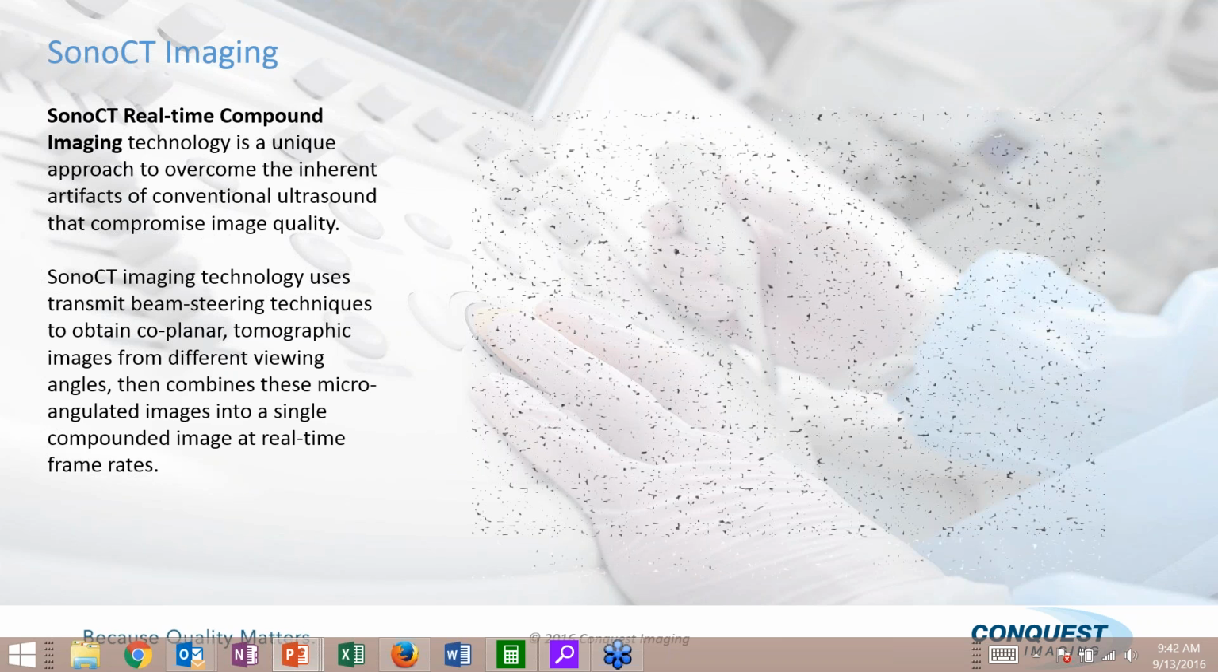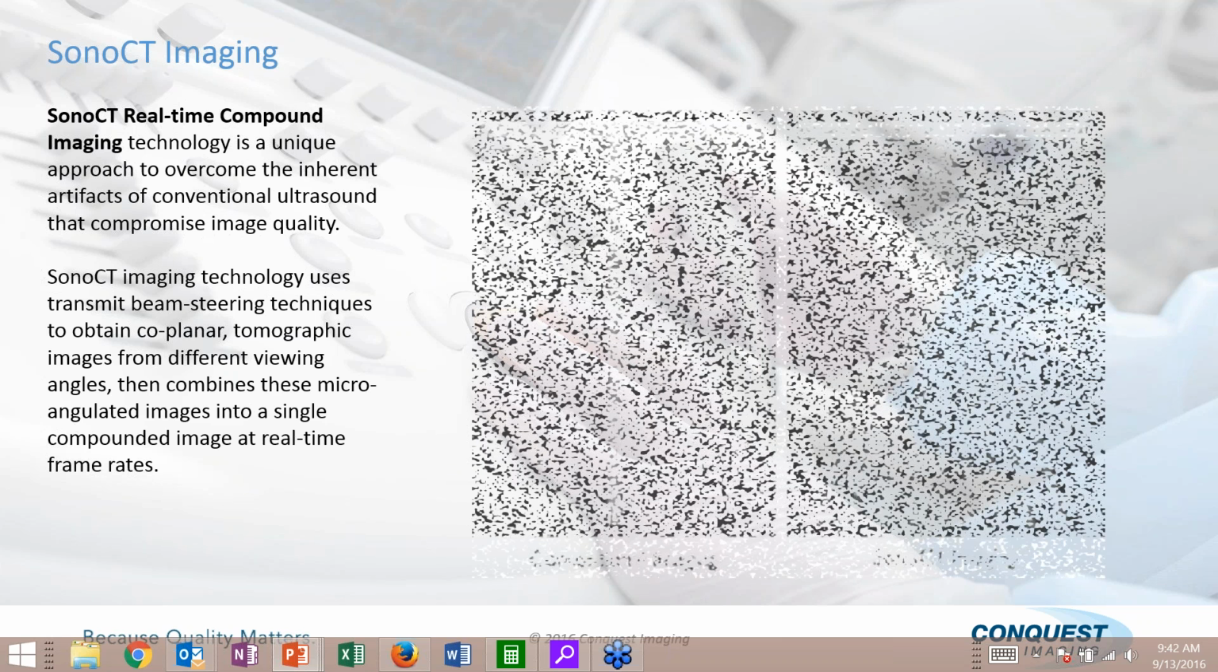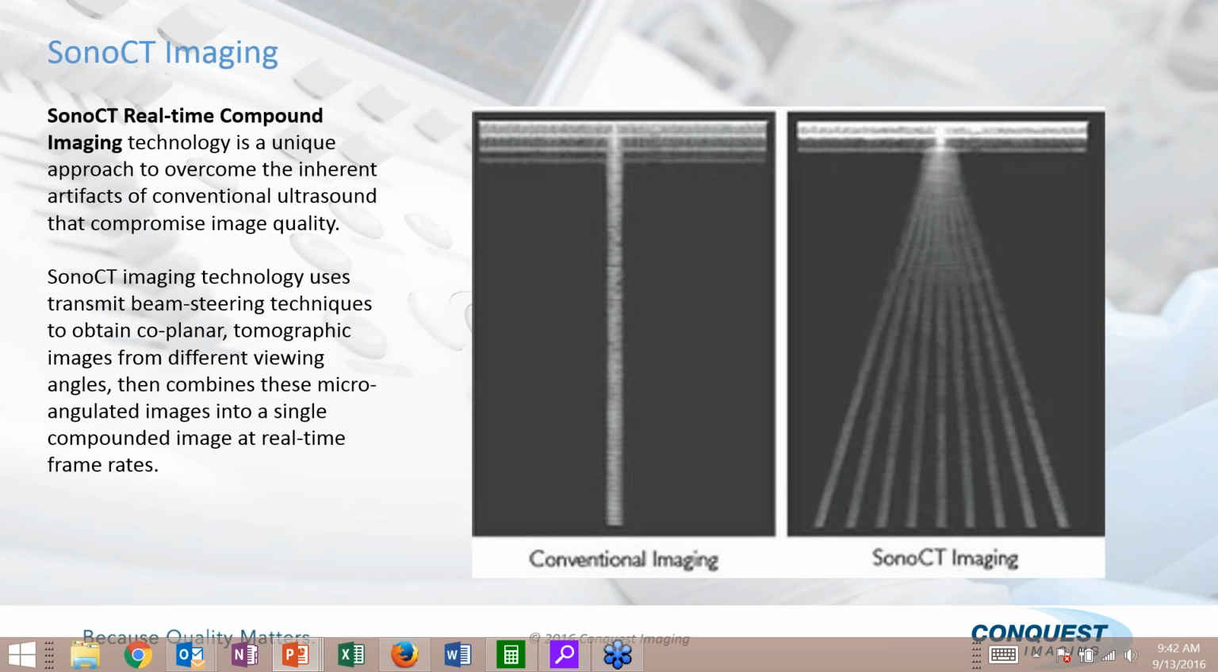There's another type of imaging mode called sono-CT imaging. General Electric calls it compound imaging, or crossbeam. Siemens calls it compound imaging. But really what it is, with conventional imaging, if you look on the left, we send a beam of ultrasound energy into the body, it reflects off a structure, and it bounces back.